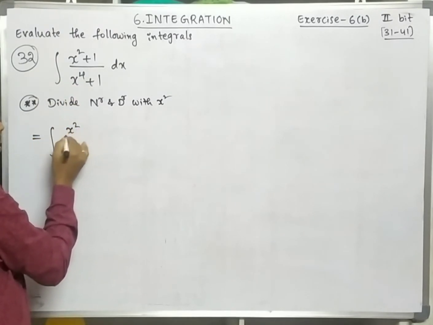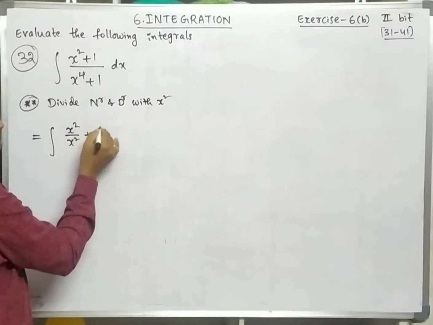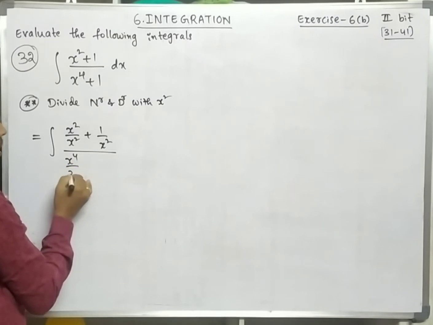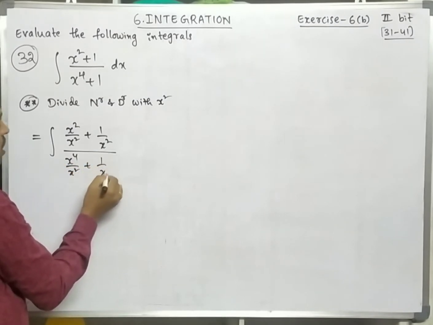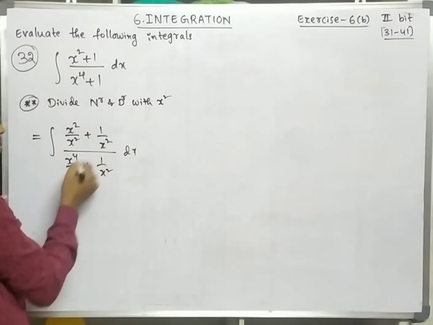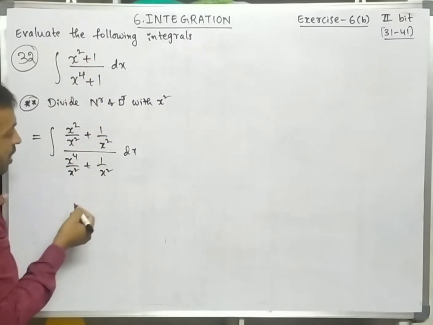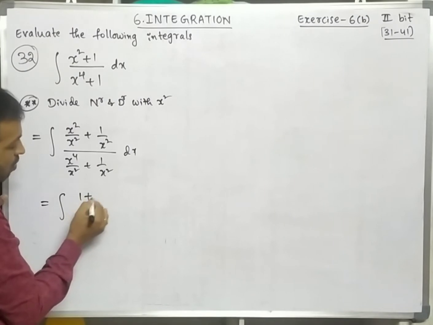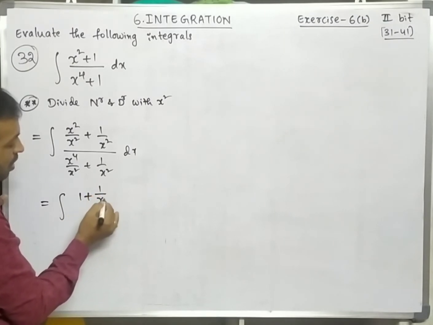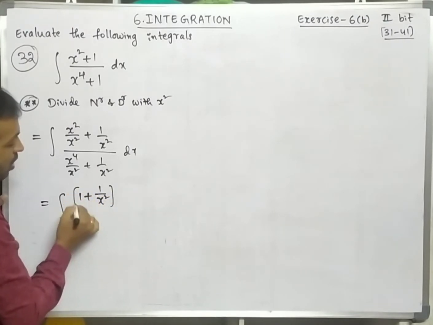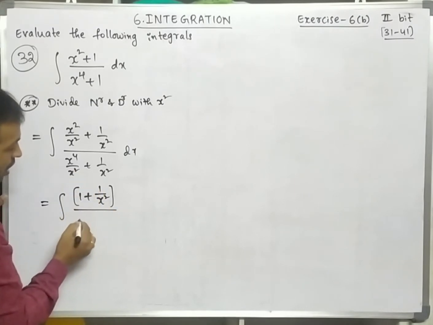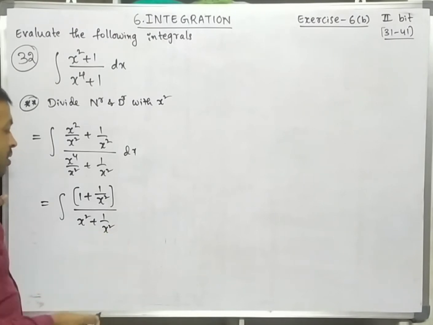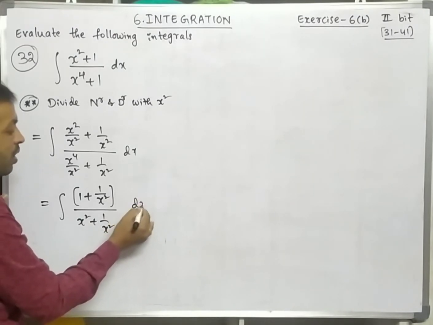So then what happens: x square by x square plus 1 by x square in the numerator, and x power 4 by x square plus 1 by x square in the denominator. The x square gets cancelled. Now what is remaining in the numerator is 1 plus 1 by x square, and in the denominator we have x square plus 1 by x square, dx.